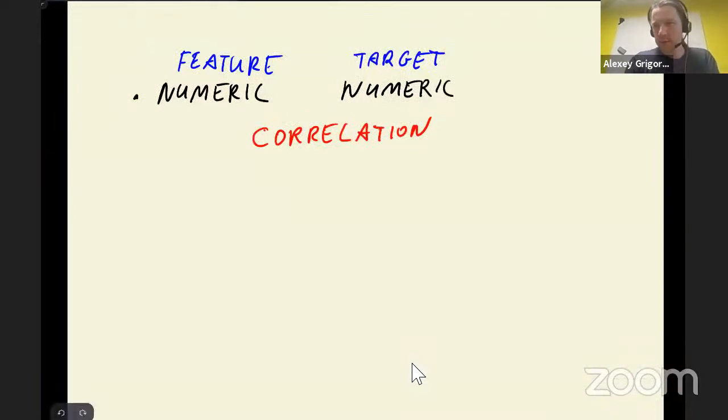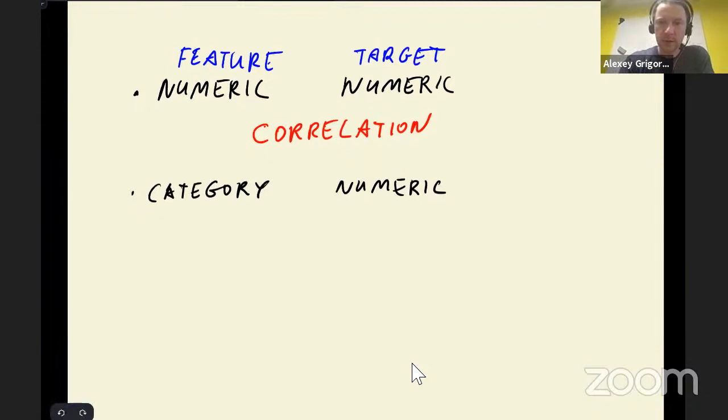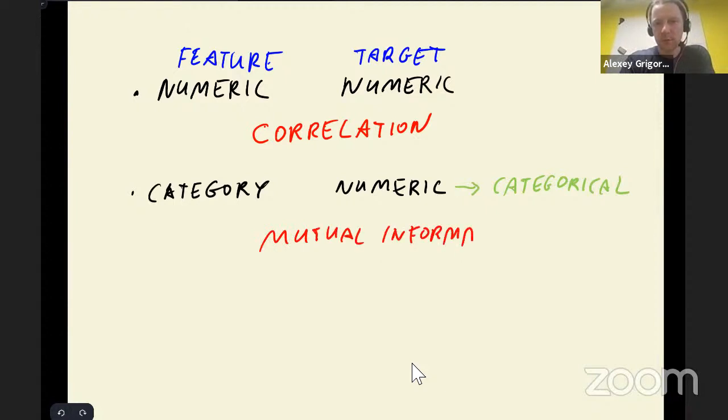And then we have the other case, when a feature is categorical and target is numeric. In the lectures, we used mutual information. And there, the target was also categorical and the feature was categorical. So what we can do here is turn the numeric target into categorical, and then we can use mutual information. So this is what we already did. We just need to find a way to turn a numerical variable into categorical, and then we can use the tool that we already know, which is mutual information.